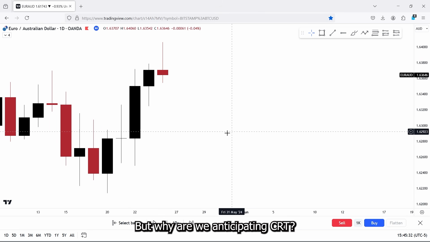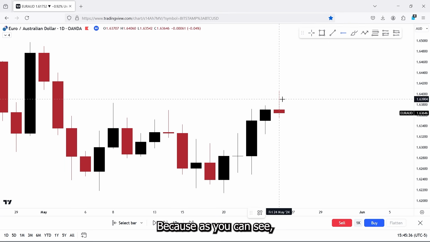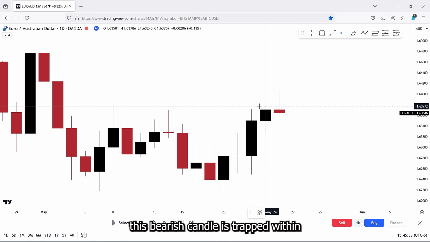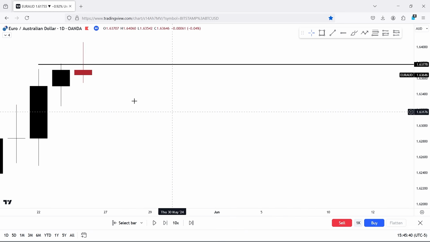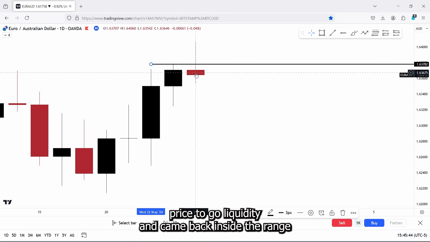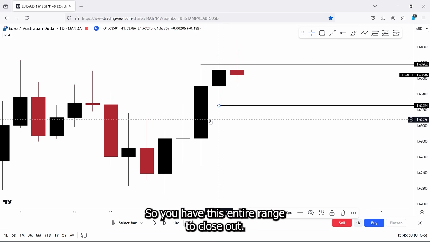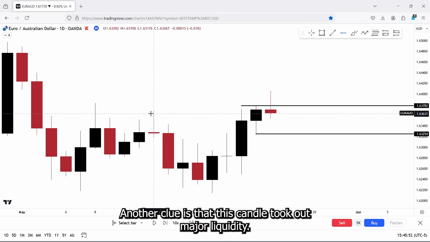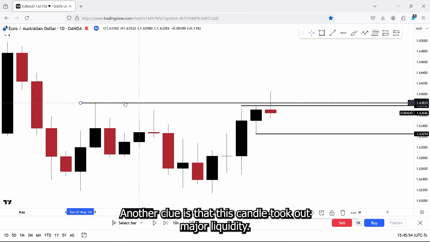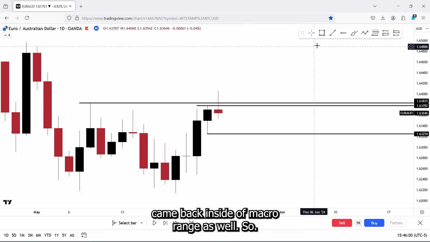But why are we anticipating CRT? Because as you can see, this bearish candle is trapped within this bullish candle. Price took out liquidity and came back inside the range and closed and gave you enough range to work with. So you have this entire range to close out. Another clue is that this candle took out major liquidity. And not only that, it took out major swing liquidity, and price came back inside of the macro range as well.